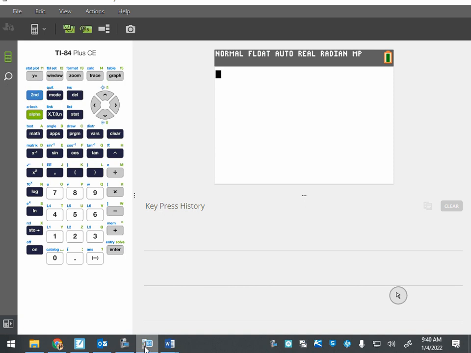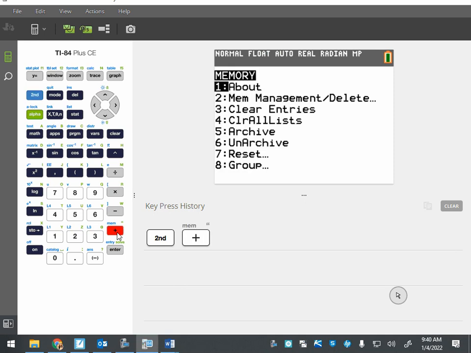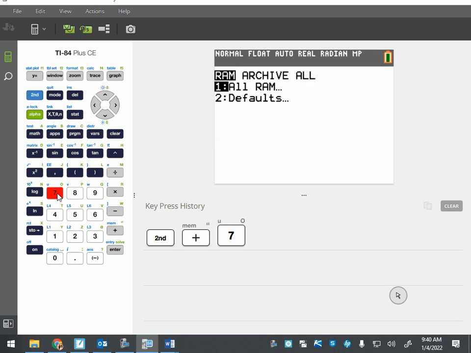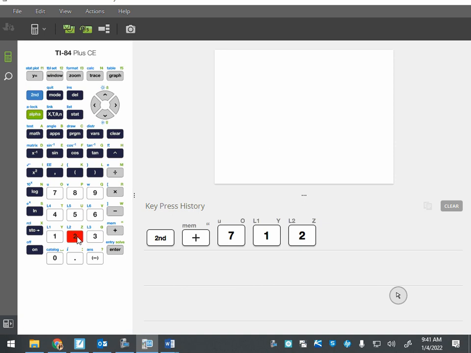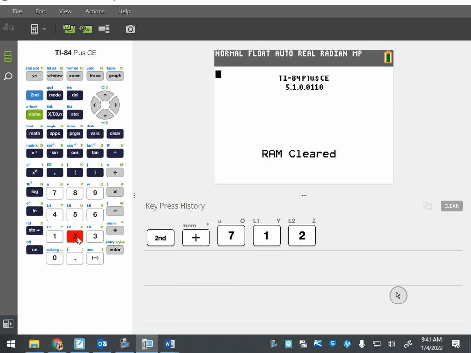So we want to clear. So go to second, plus sign, 7, 1, 2. What it does is reset everyone so we're at the same point. You will have to do this also before and after your exam. Okay? You're resetting your memory.